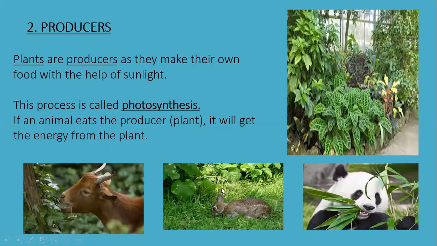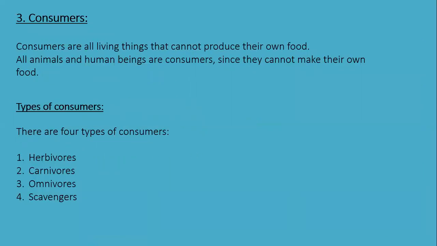If an animal eats the producer, means plant, it will get the energy from the plant. The energy of that plant goes into the animal who is eating that plant. So plants are the producers. Now then we have the consumers.